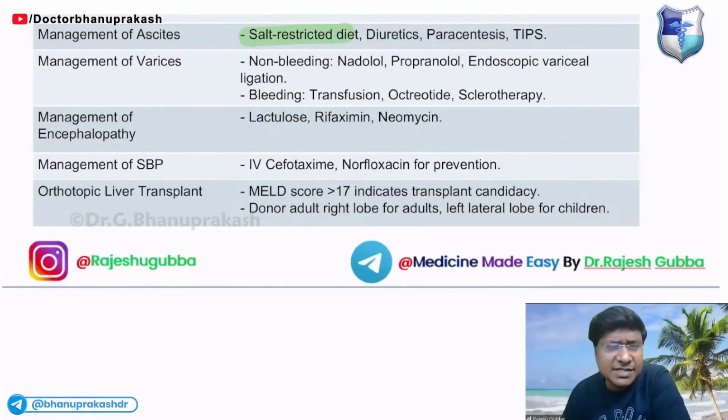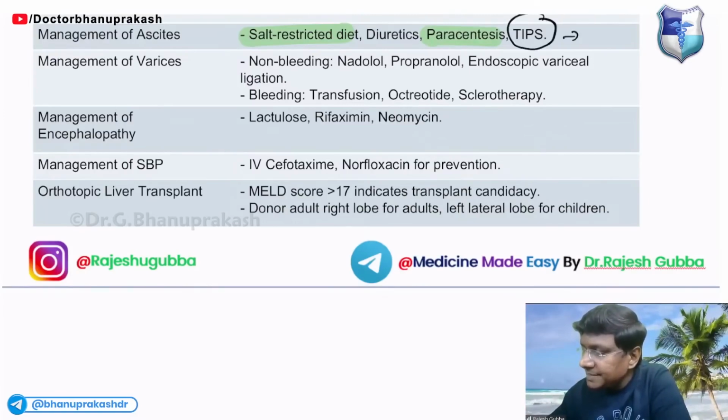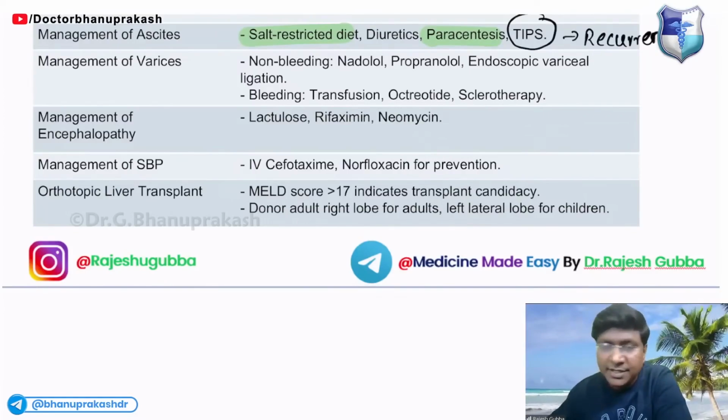And if the ascites is massive, then in such a case, you need to do abdominal paracentesis. Or in case of recurrent ascites, right, you are doing paracentesis, but again there is accumulation of fluid in the peritoneal cavity. If there is recurrent ascites, then you need to do a transjugular intrahepatic portosystemic shunt.